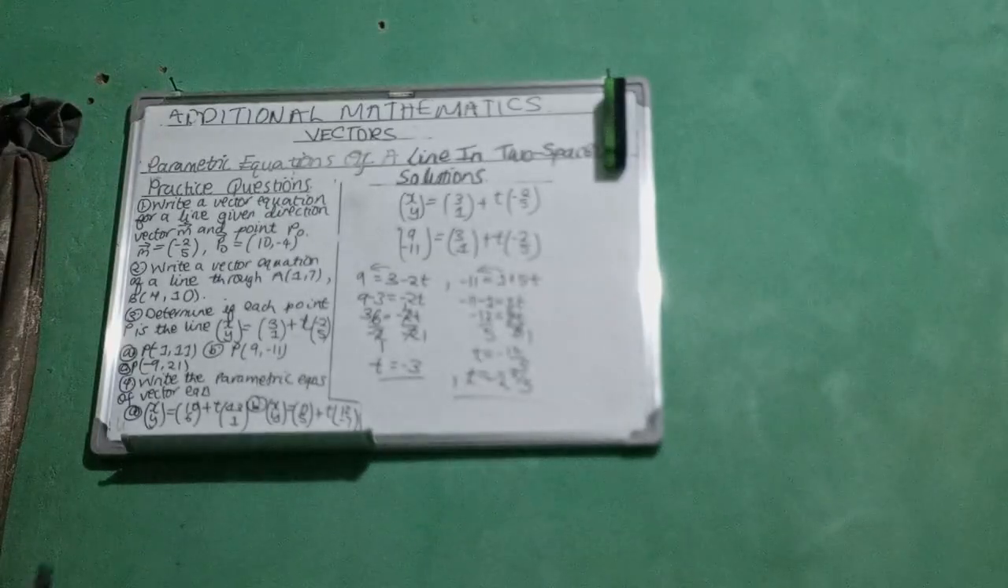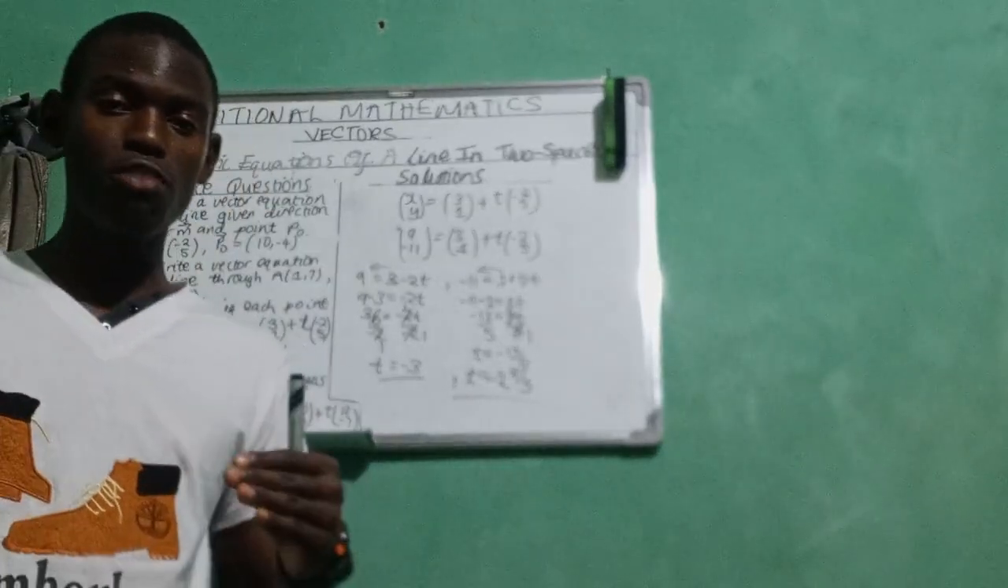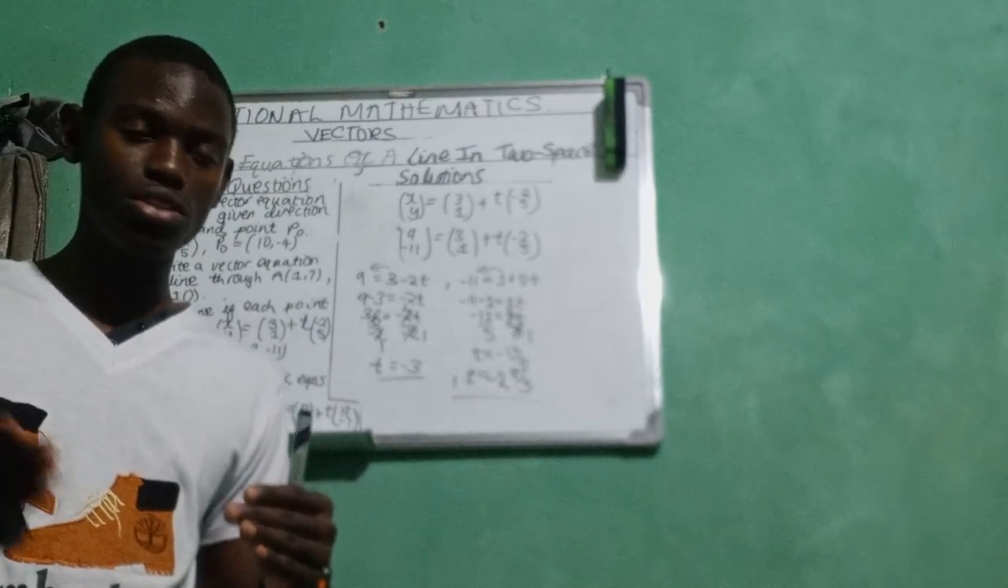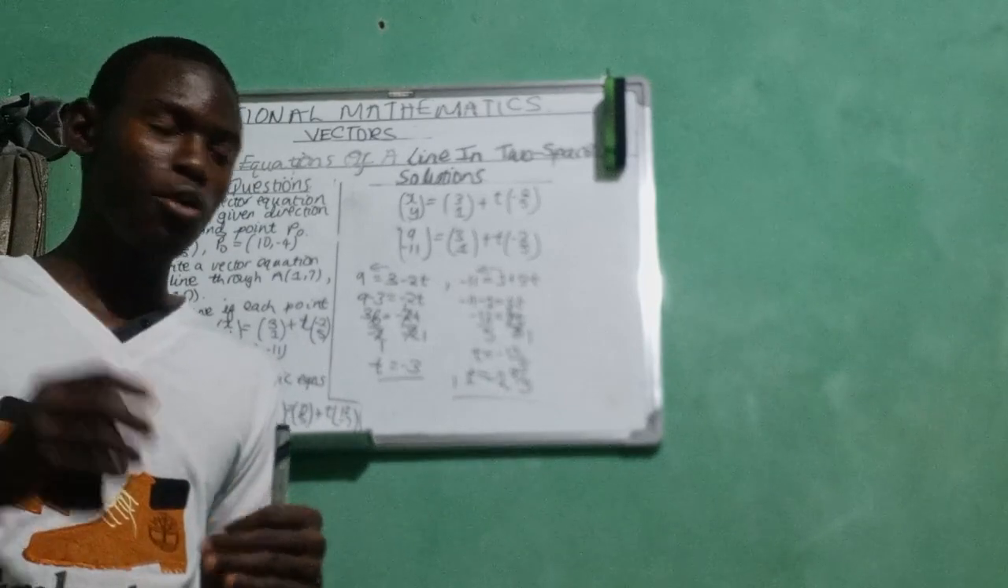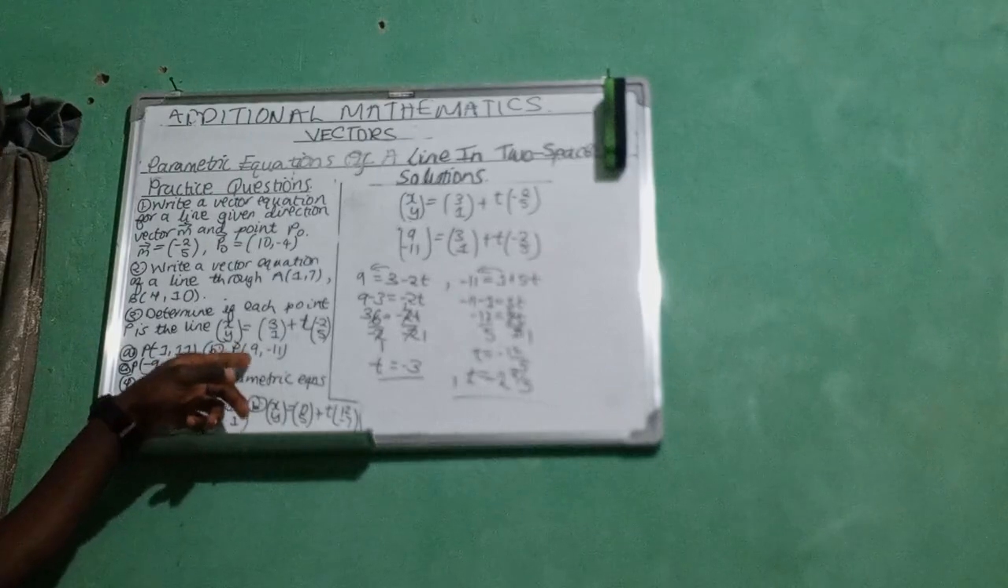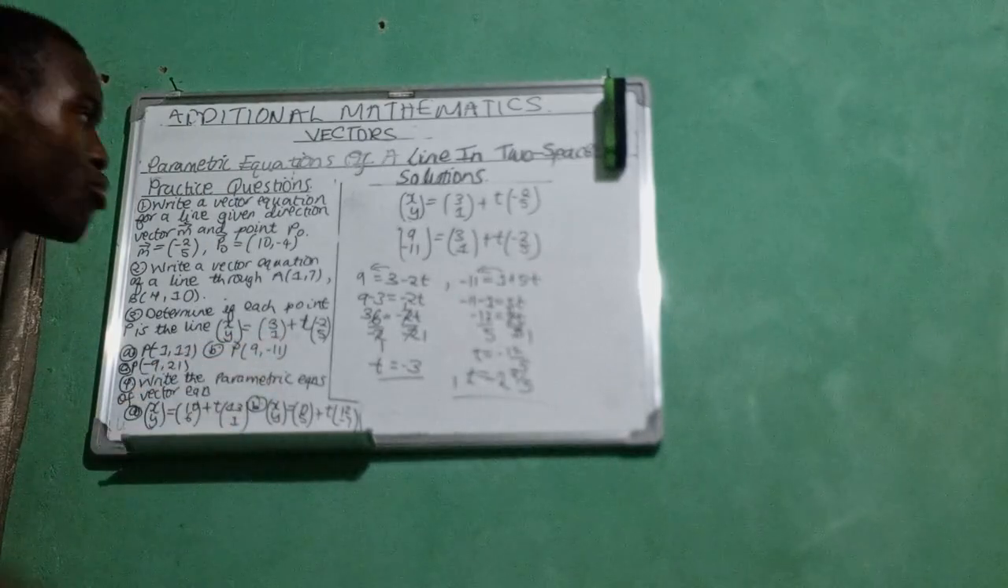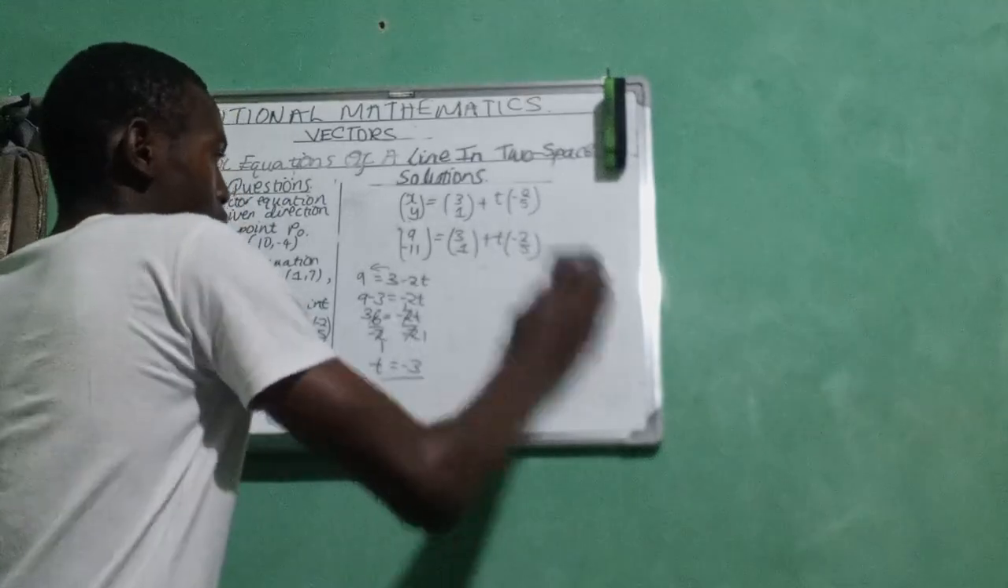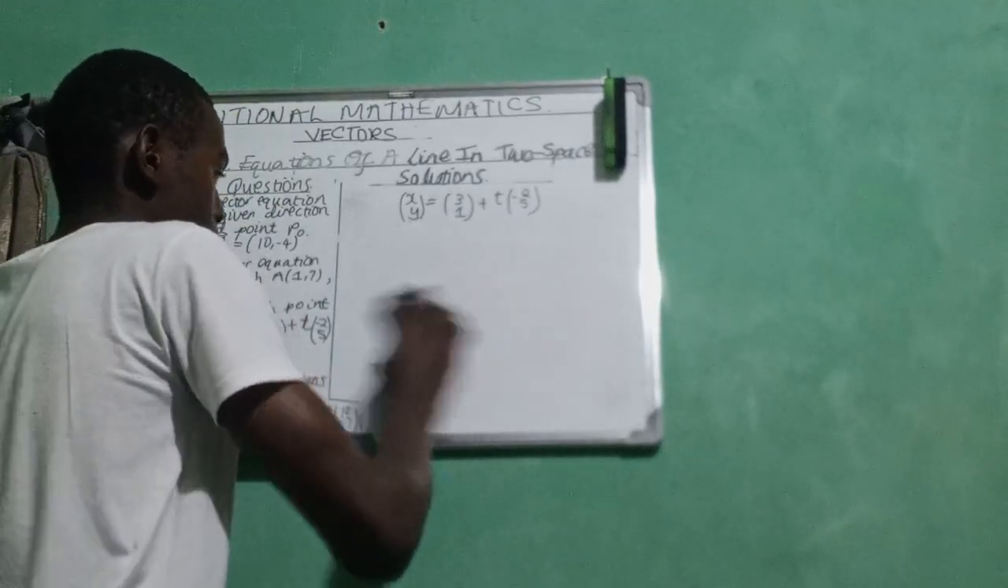To conclude, you write this as a statement. Therefore, because the values of t are not equal, the point P (9, -11) is not on the line.